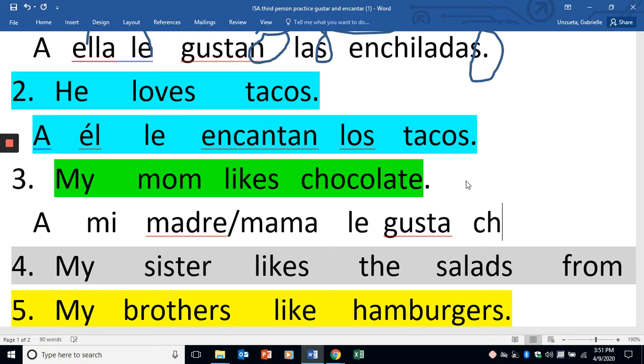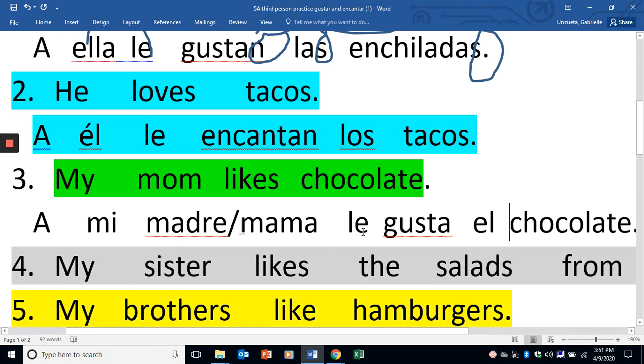Now, I can't just rush in to put chocolate. Can't do that. I've got to insert the. Remember, with backwards verbs, we have to have the correct the. Chocolate's masculine, so we're going to go with el chocolate. Read with me, students. A mi madre le gusta el chocolate. A mi mamá le gusta el chocolate. The chocolate is pleasing to my mom.